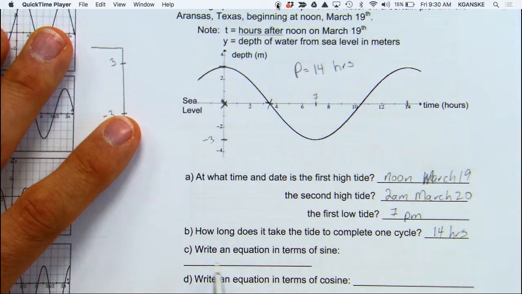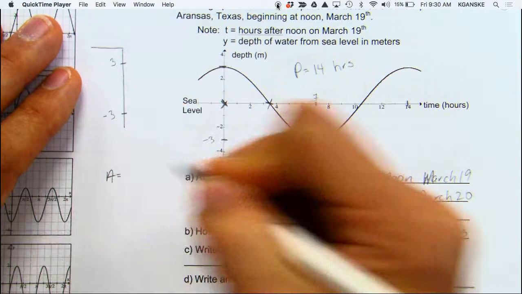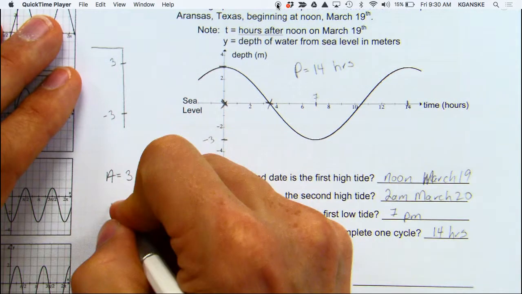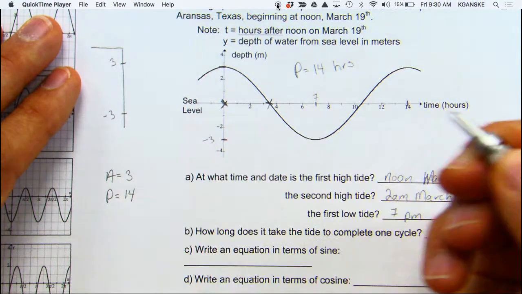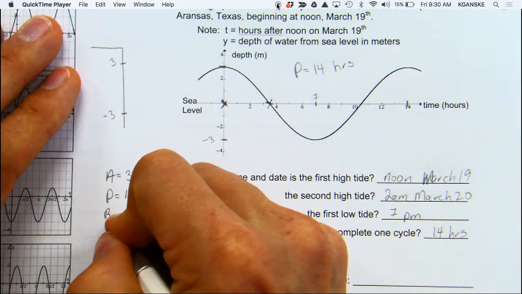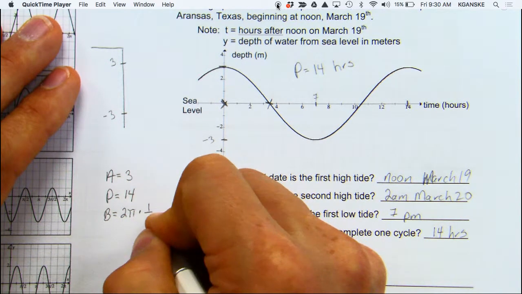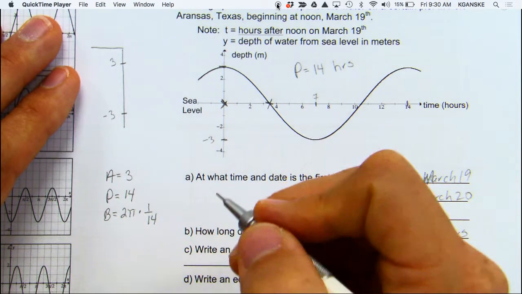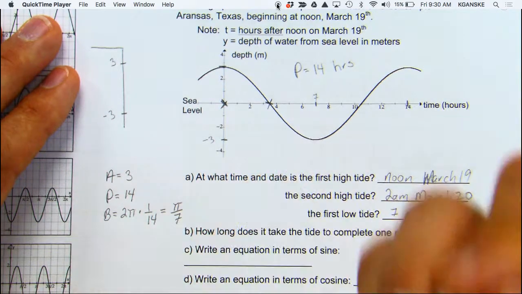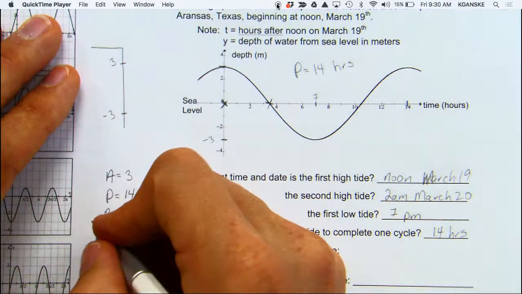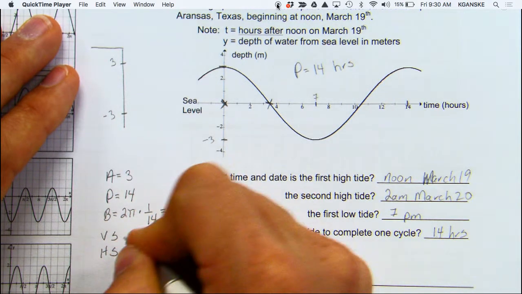So write the equation in terms of sine. We've got all the pieces we need, like we said. Our amplitude's going to be 3. Our period is 14, meaning that my b is going to be 2 pi times 1 over 14, which is going to give me pi over 7, right? 2 pi over 14 is pi over 7. And my vertical shift and my horizontal shift are both nuns.